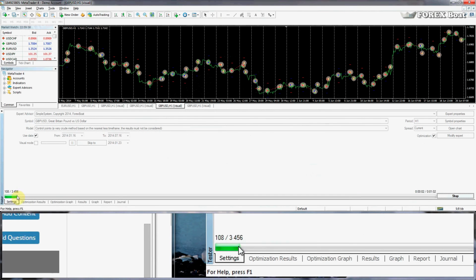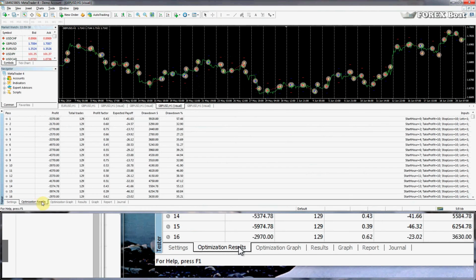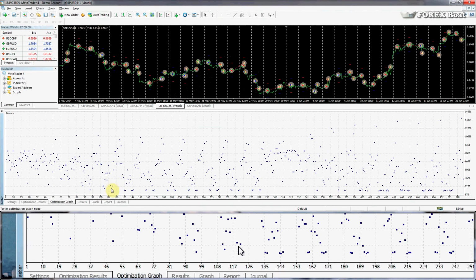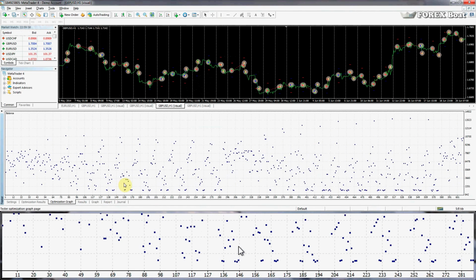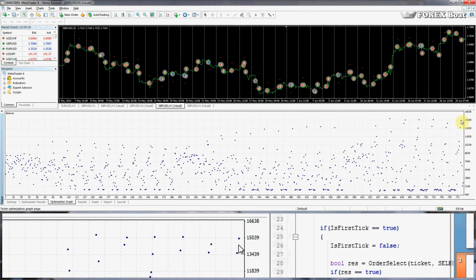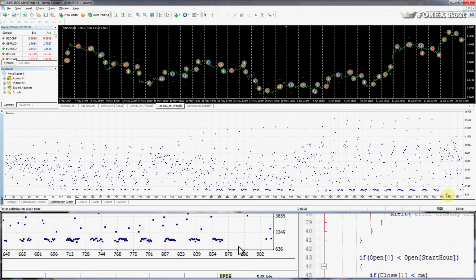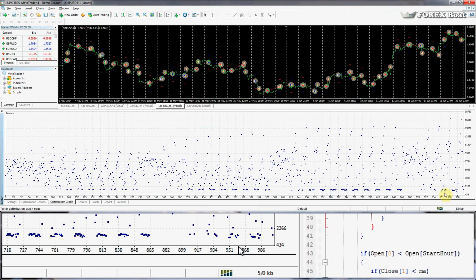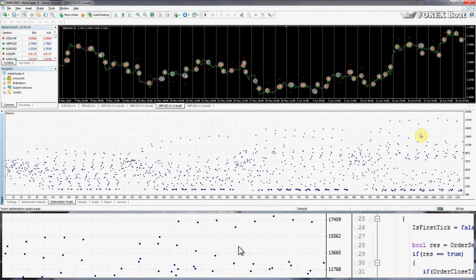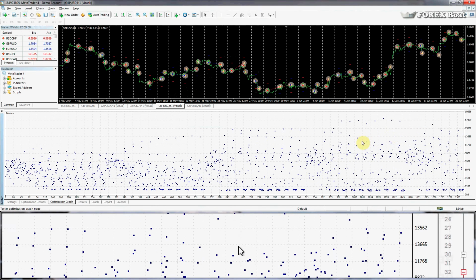And as you can see, something's happening. There's a total of 3,456 parameters. Optimization results, some results, but the most important is the optimization graph. So in this optimization graph, it's telling us on the right, you can see the profit, and at the bottom is the iteration that it's going through. And so yeah, we just have to wait and see which is going to be the most profitable.